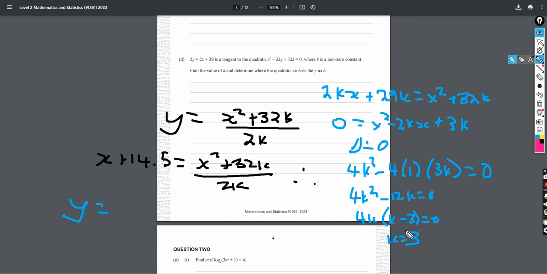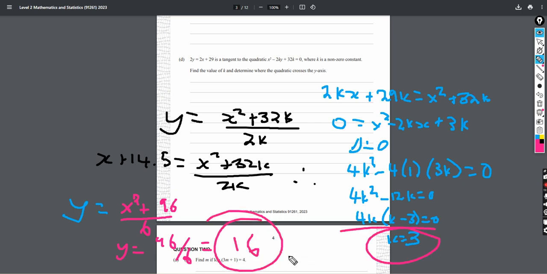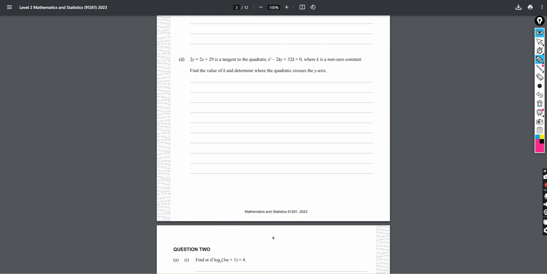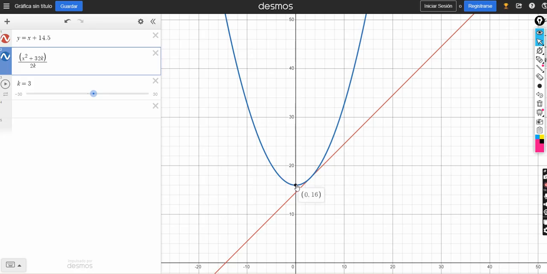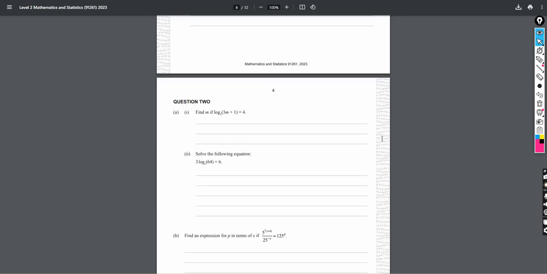So y equals x squared plus 96 divided by 6. So x equals 0, y will equal 96 divided by 6, which spews out 16. So if you get 16 and 3, you're going to get E8. I'm actually quite confident now in that. Yeah, bingo, right on the money.